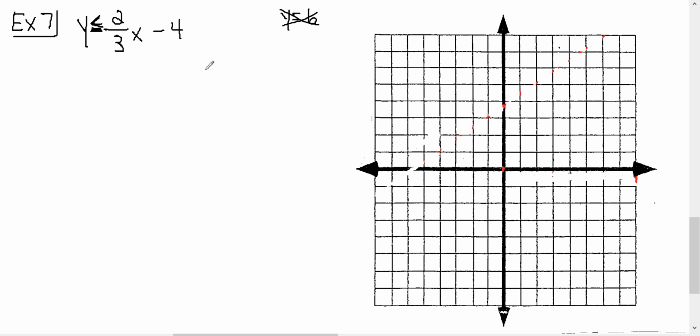Let's do that. All right, graphing this in slope-intercept form. -4 is down here. 1, 2, 3, 4. My slope is 2 over 3, so I'm going to rise 2 and run 3. Now I'm going to attach a solid line because of the inequality equal to. Just go ahead and do it this way.